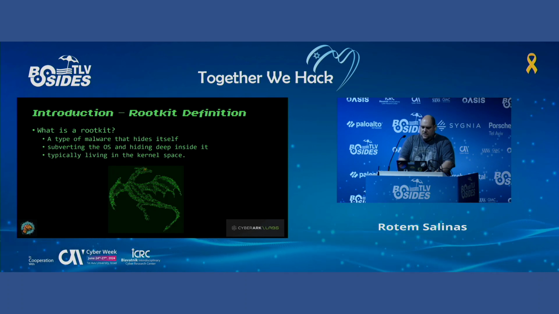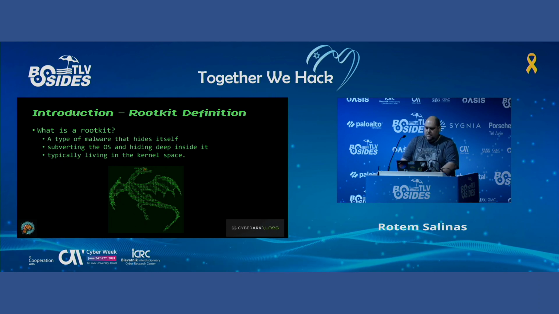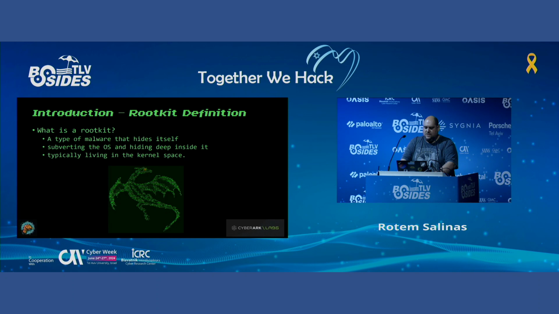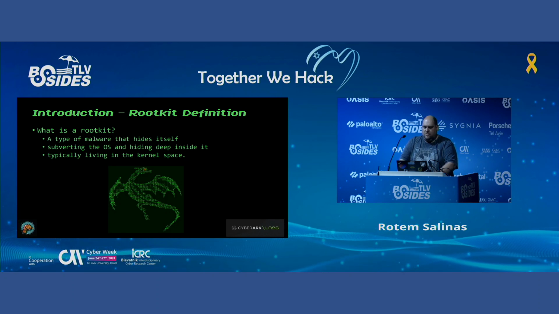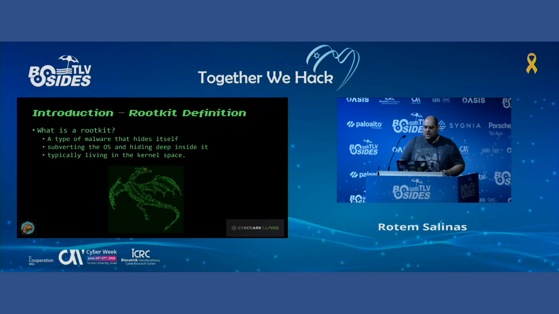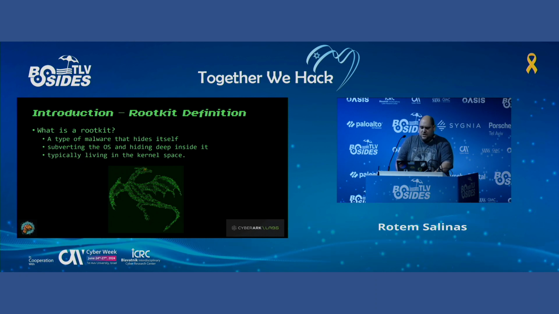User mode rootkits, on the other hand, do not have a kernel mode component and would hide their presence on the system by using user mode techniques and APIs that manipulate the OS, such as hooking and process injections. These days, many modern malware families contain some form of a user mode rootkit component, as they usually try to evade detection as well. In this presentation, I'm going to focus on kernel mode rootkits.